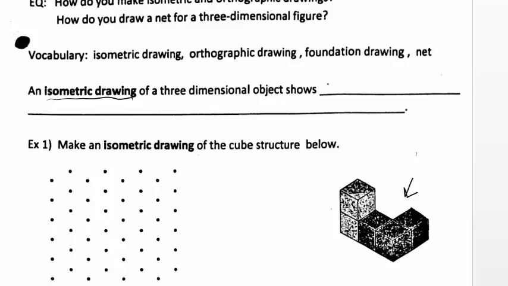It's isometric because it shows three perspectives of a 3D figure. So I can see it from the top view, I can see it from the left side, and I can also see it from the front. So we would call that an isometric drawing.